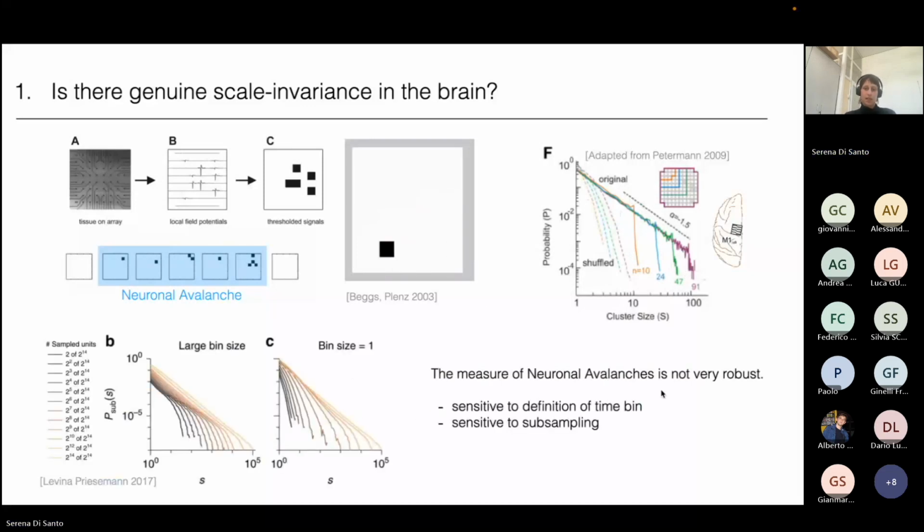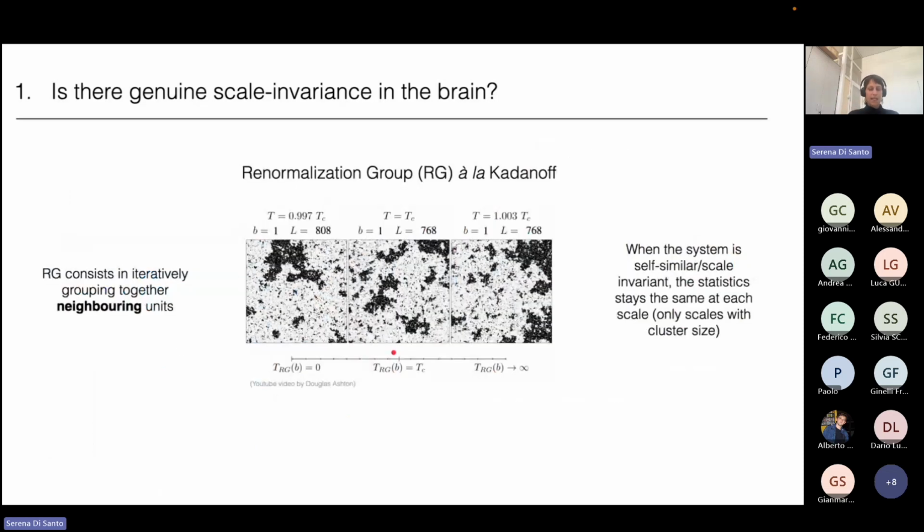However, this measure is not very robust. It has been criticized a lot. For example, it is dependent on the binning, so the discretization that one does of these continuous signals, as well as sensitive to subsampling. In fact, avalanches become smaller and smaller the more the system is subsampled. If I measure fewer neurons, my avalanche will be smaller. So we would like a better tool to test the scaling invariance.